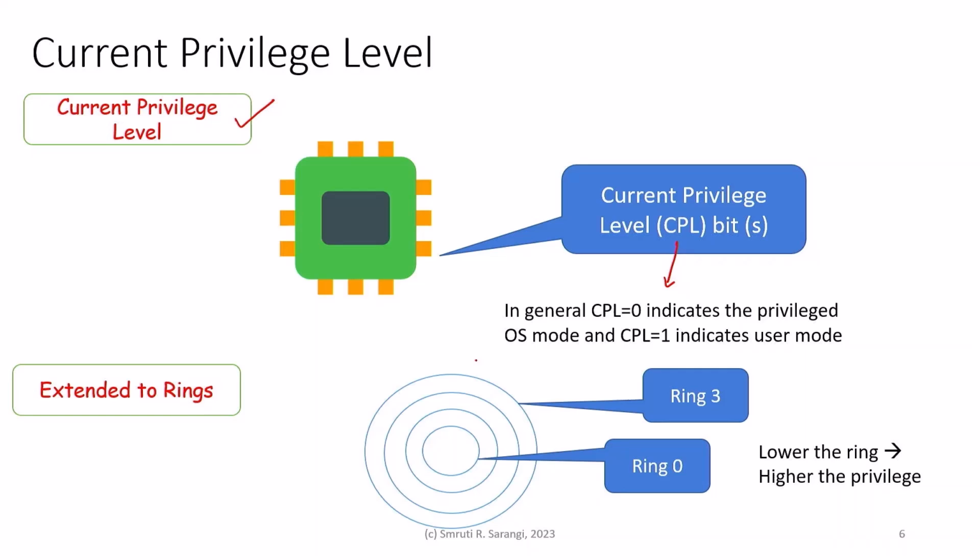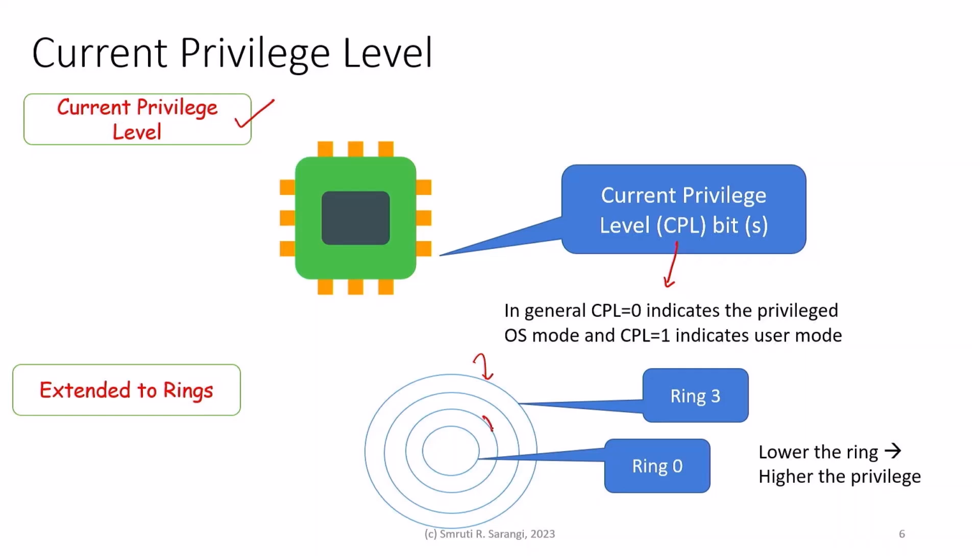So now we have rings. Rings are essentially 4 levels of privileges, not 2, not binary, but 4 levels. Ring 0 is typically the one with the highest privilege, which can be the operating system, or let's say we are running a type 0 hypervisor, which is basically a very thin operating system that runs other guest operating systems on top of it. That would be running at ring 0, the one with the highest privilege level.